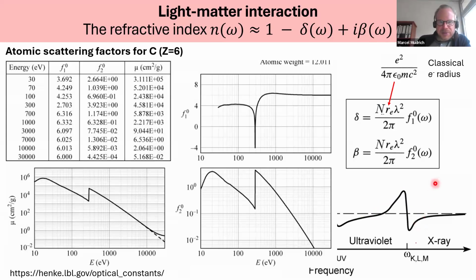This is just to show you these scattering factors, F1 and F2, for the example of carbon. So there is something happening at around 300 eV in carbon, where F1 has this very sharp peak and F2 has this sharp kink. Can anybody guess or tell me what's happening at 300 eV with the carbon atom that these atomic scattering factors would behave so strangely there? What's happening at 300 eV in carbon?